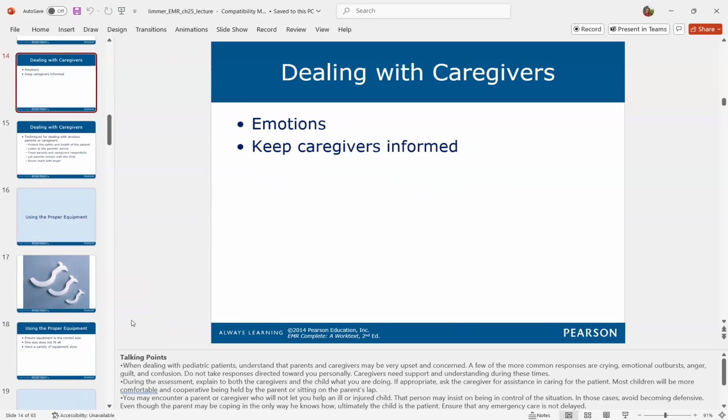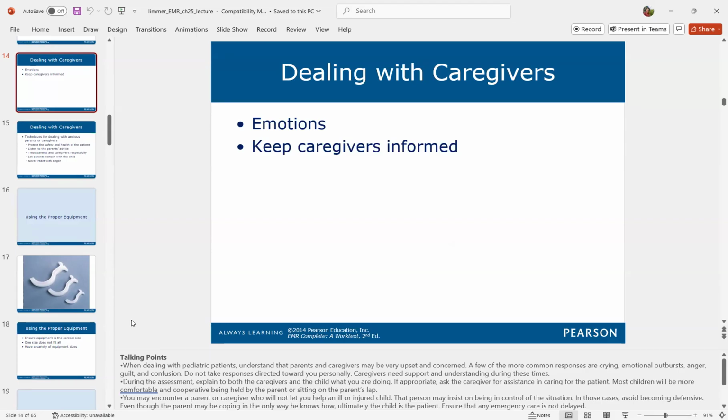Caregivers, when dealing with pediatric patients, parents and caregivers may be very upset and concerned. So there are a few common responses like crying, emotional outbursts, anger, guilt, confusion. Don't take any of those responses directly at you personally. They also need support and understanding during those times because it is kind of emotional when we're dealing with kids.